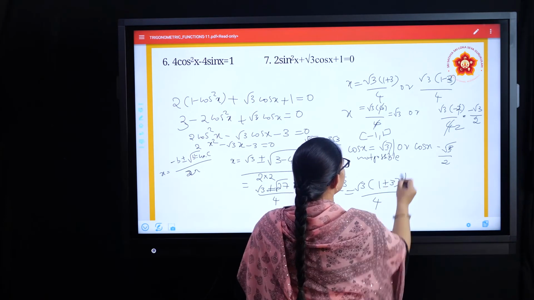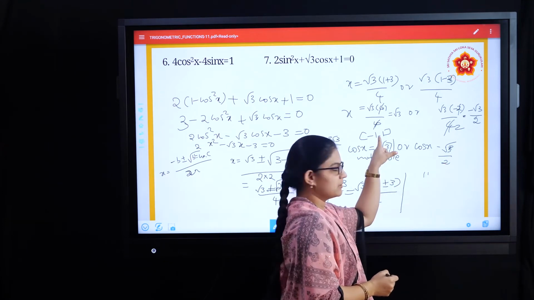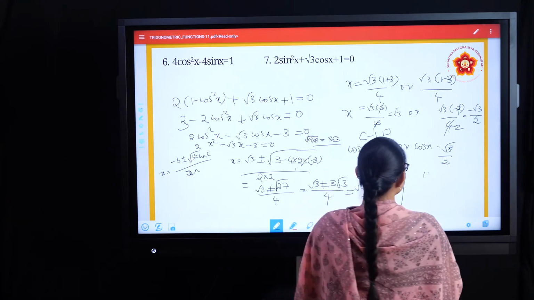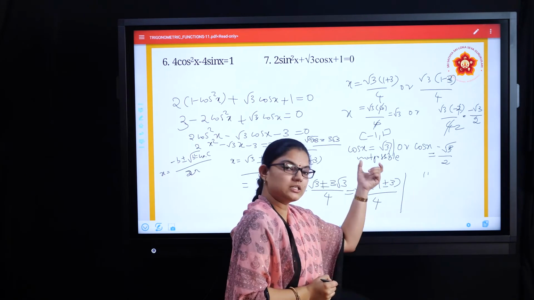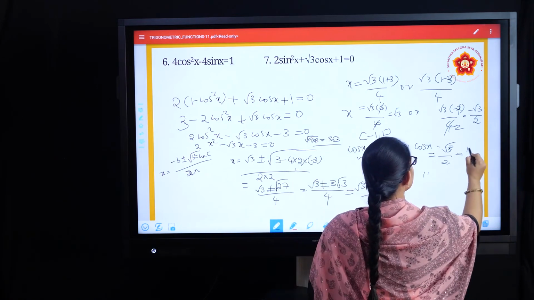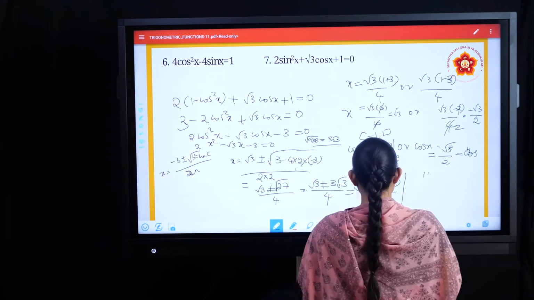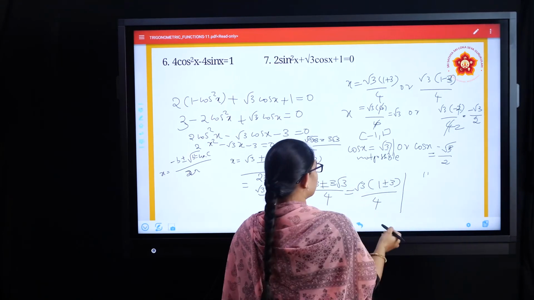So therefore, we have to consider cos x is equal to minus root 3 by 2, which is there in that particular range. So we are considering that one. So cos x is equal to minus root 3 by 2. It is root 3 by 2 for pi by 6. So we can say cos pi by 6, in the second quadrant we have to find.